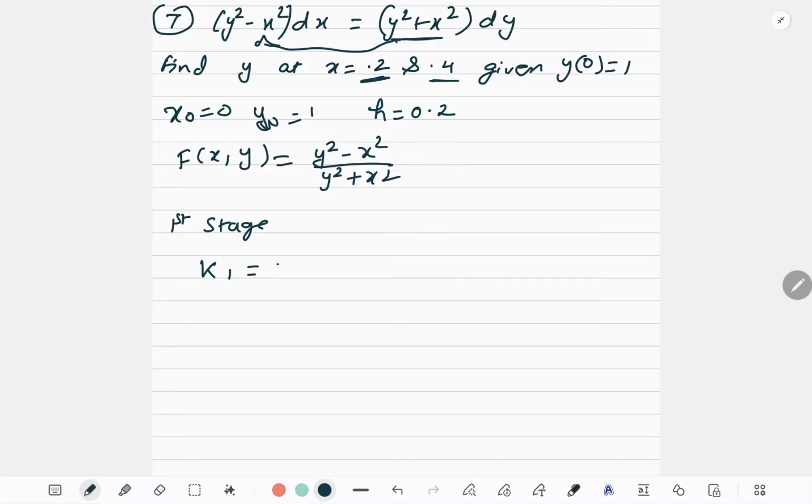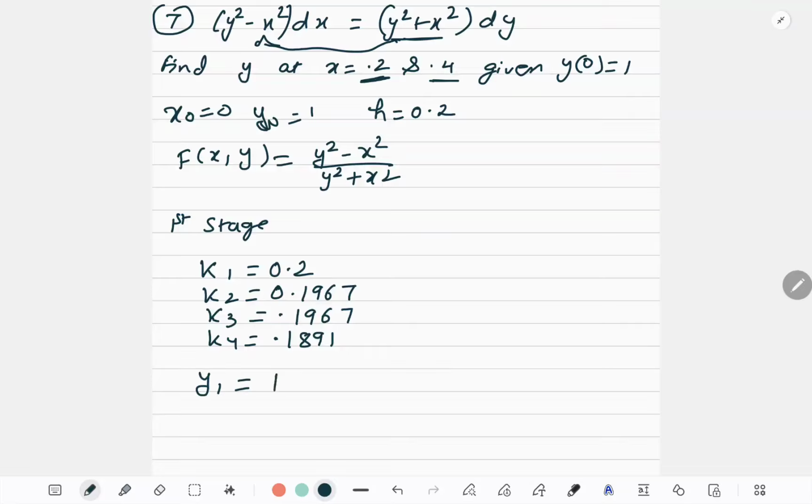Okay, so when I am doing the first stage, my K1 value will be equal to 0.2. My K2 value will be equal to 0.1967. K3 will be equal to 0.1967. K4 will be equal to 0.1891. And my Y1 value will be equal to 1.19598. And then I'll go to the second stage. Okay, so in the second stage I will take x1 equal to 0.2 and y1 equal to 1.19598. Correct.